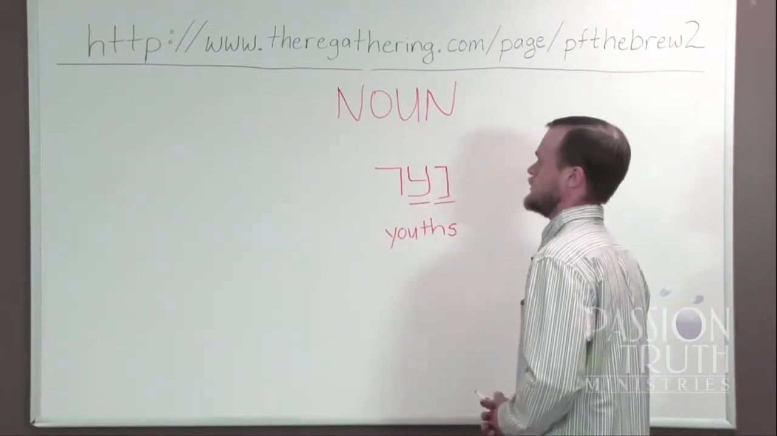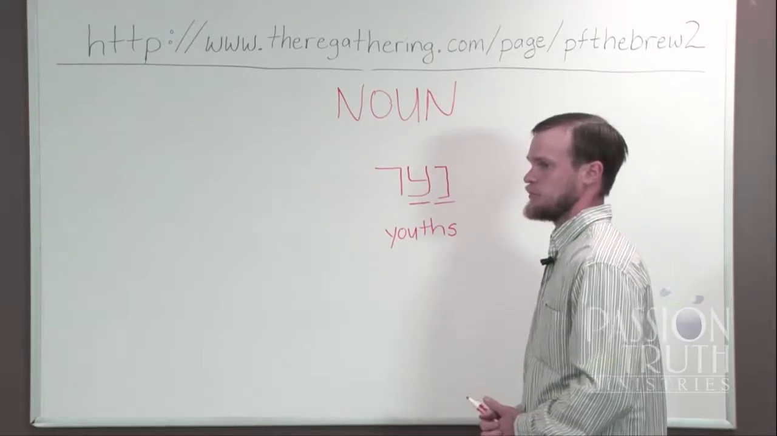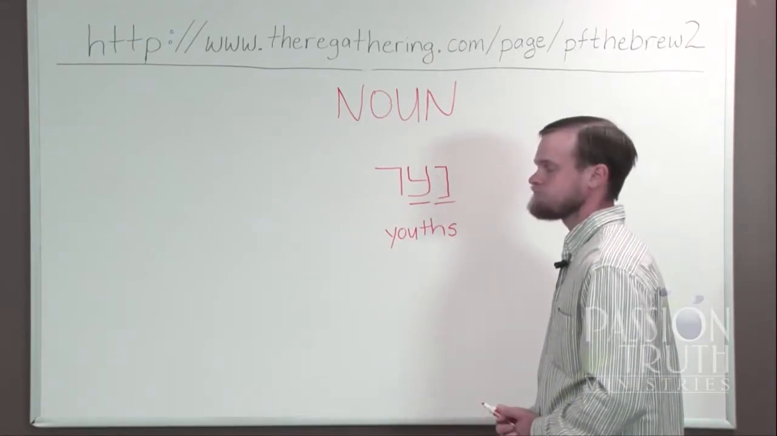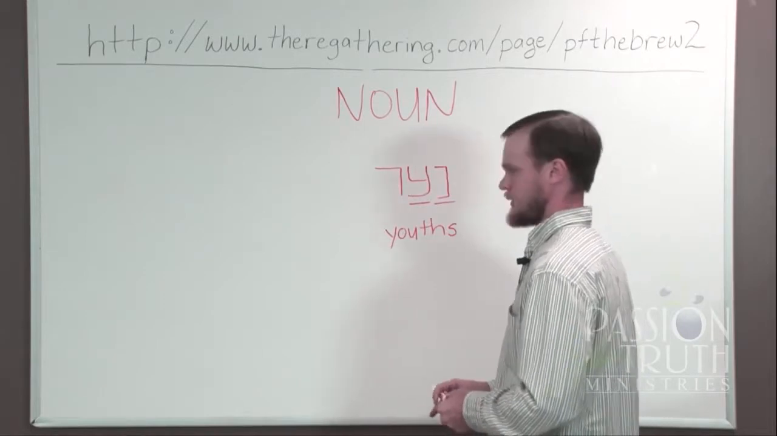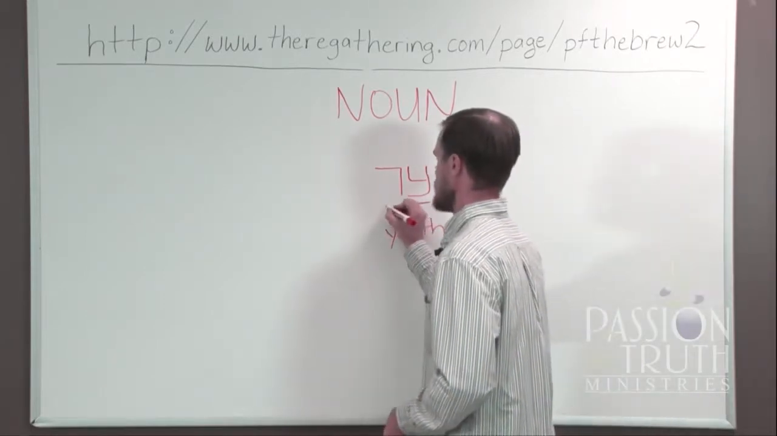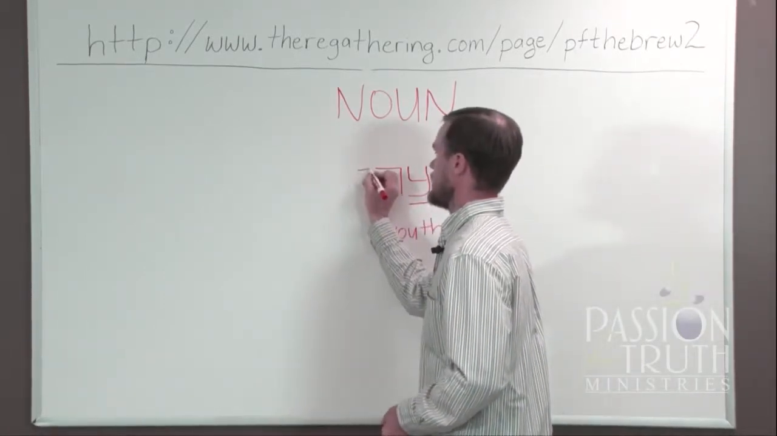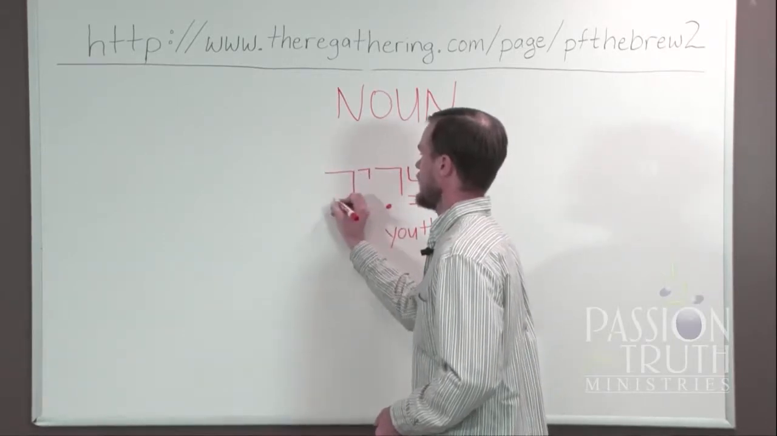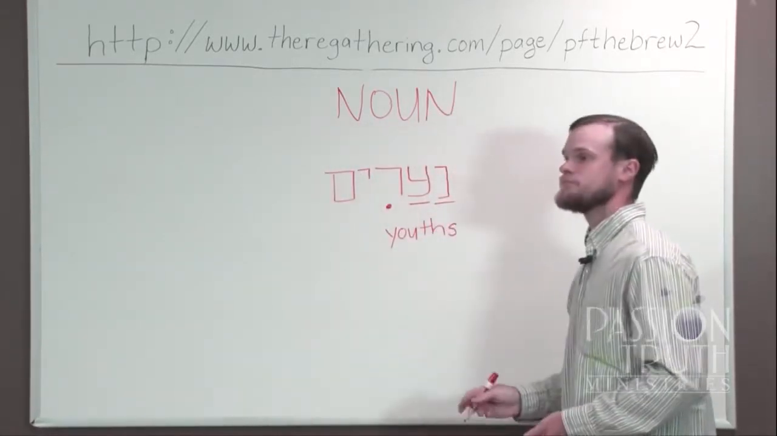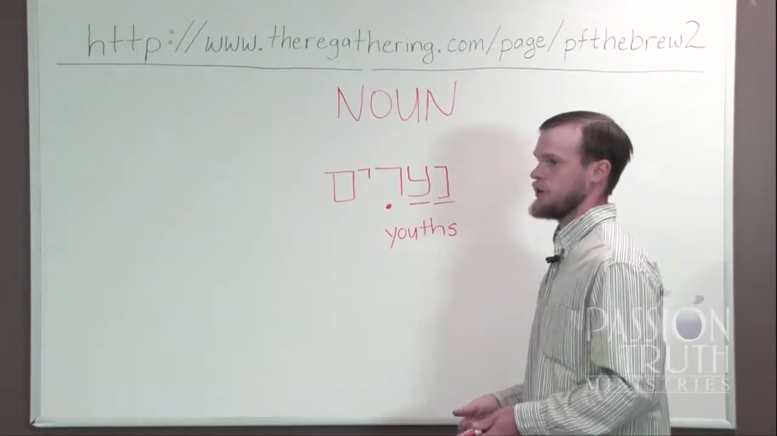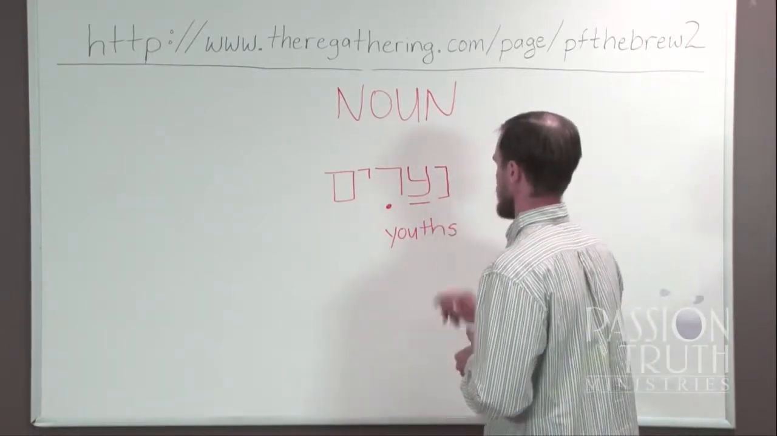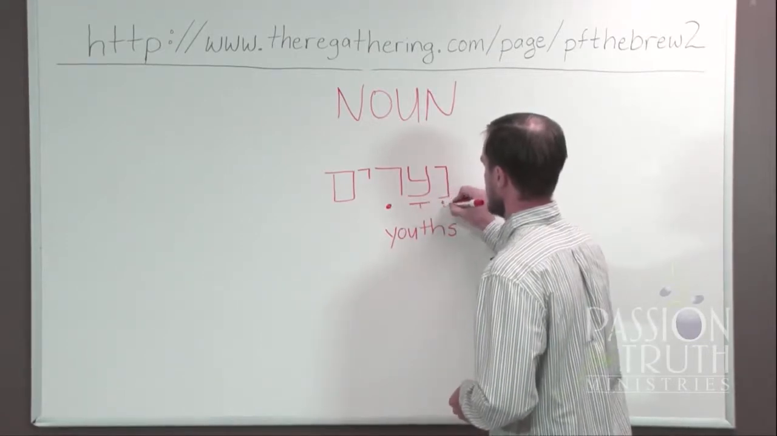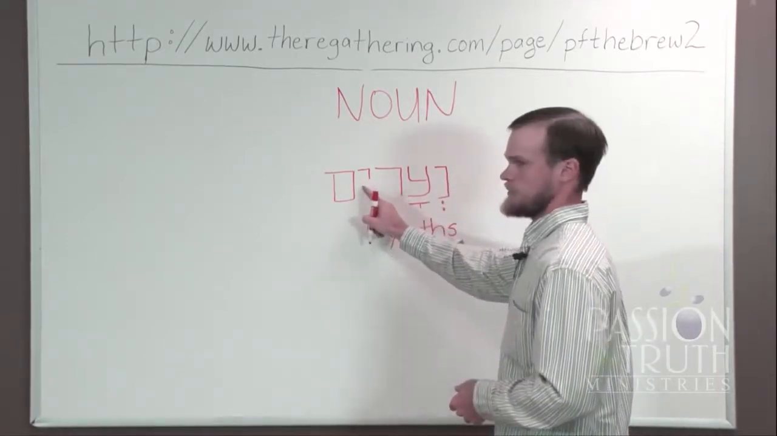what would we do to na'ar to make it plural? Add the im. Right. Add the im. So we'd add chirik, yod, mem, na'arim to make youths or young men. And actually this would also undergo a vowel change, but don't worry about that. That's the main part, is the suffix.